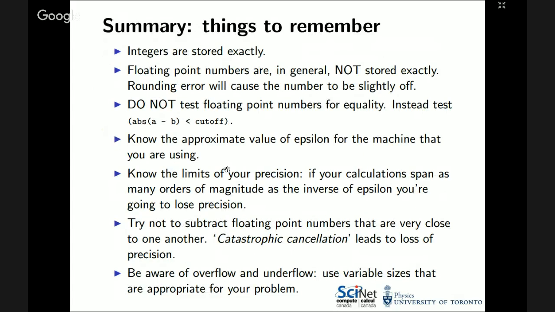This is just a summary of the things to remember from today. Integers are stored exactly, floating points are not. And because of that, you need to keep in mind some things that may happen, like testing inequalities with absolute values, for instance, the catastrophic cancellation, the machine epsilon, and be aware of overflow and underflows.